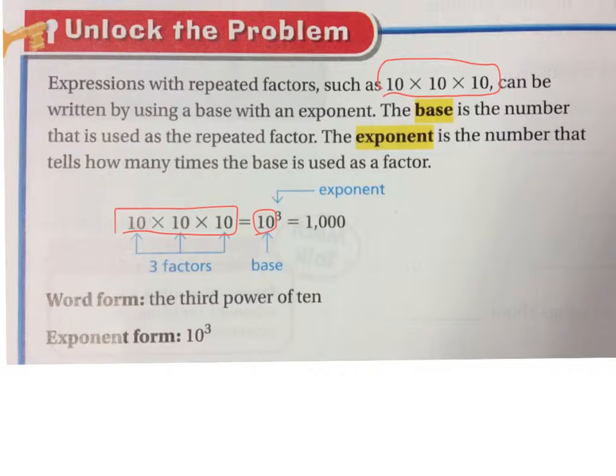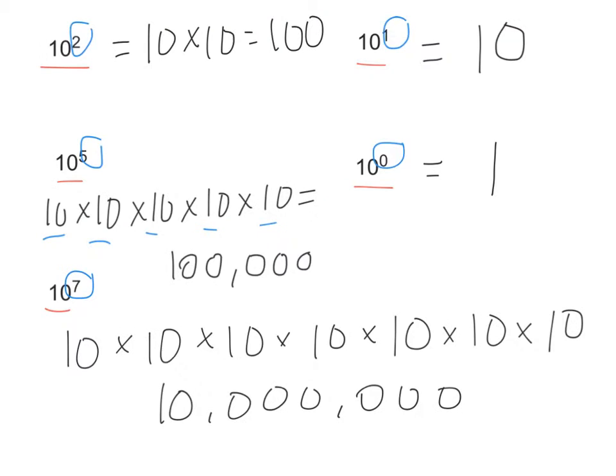Now the exponent is the number that tells you how many times the base is being repeated. So how many times is the base being repeated? If it's 10 times 10 times 10, how many times am I repeating the base? Yarden? 3. So then the exponent is 3. The word form of 10 to the third power is the third power of 10. So in exponent form, it's written as 10 with a little 3 up in the right-hand corner. Okay?